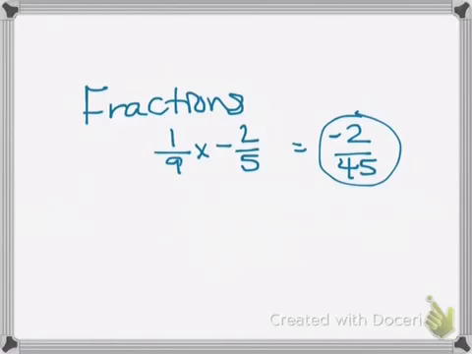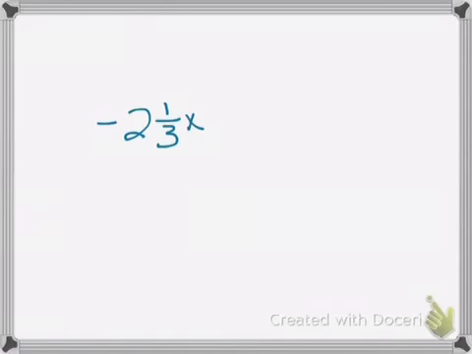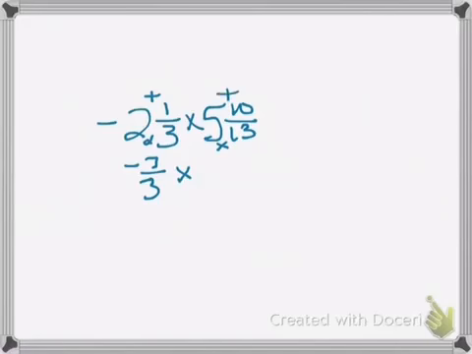My next problem has a mixed fraction. Negative 2 1/3 times 5 10/13. To make these improper, I'm going to multiply 2 times 3 and then add the 1. So that's going to become negative 7/3. Keep the same denominator. And for the second one, I'll say 5 times 13 and then add the 10. That'll be 75/13. Signs are different, so I'm going to have a negative answer.